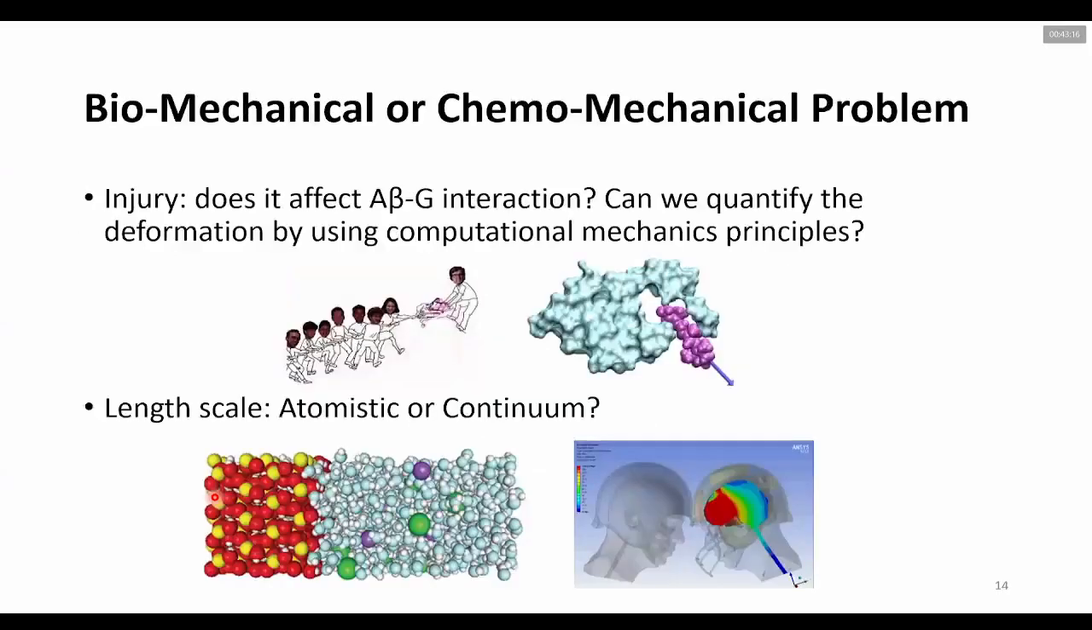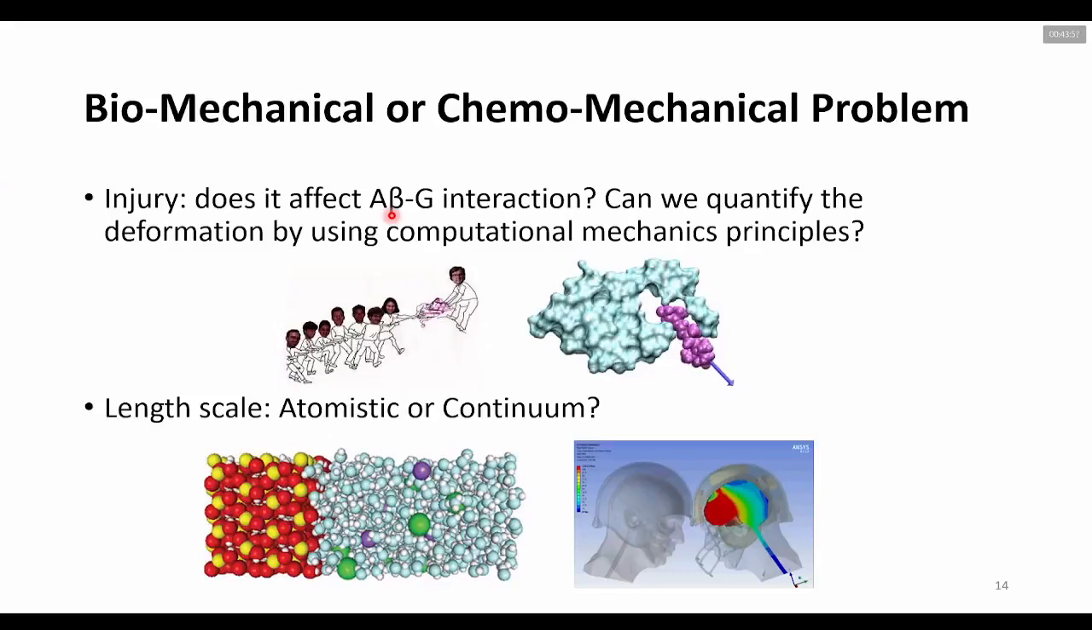So at the end of the day, when we are trying to simulate these kinds of biomechanical or chemomechanical problems, we end up with some questions like, when it is an injured brain, we know how the injury is, what kind of strain rate or stress-strain occurs at the subaxonal components, or like amyloid beta, and how does it affect the amyloid beta glutamate interaction. For example, if you want to see how it is affecting amyloid beta glutamate interaction, how do we quantify this?